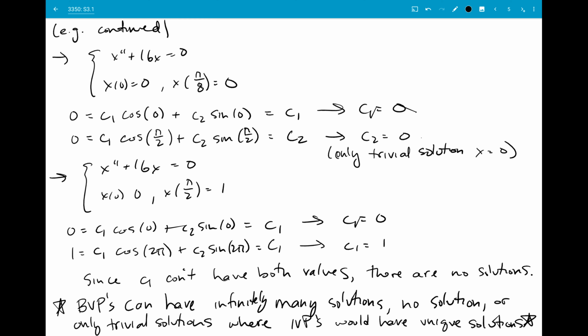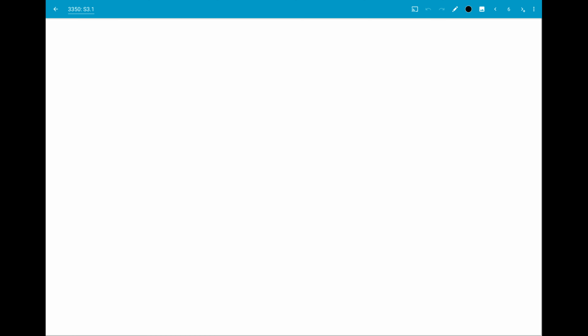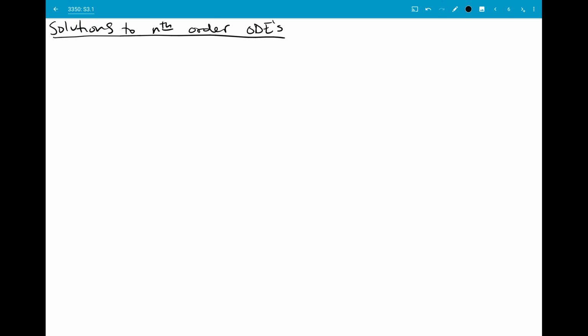All right, so now that we know the type of problem we'll be thinking about, we're going to lay some groundwork for how we talk about solutions to this type of differential equation. So we're concerned with the solutions that we might have. And an important thing to note is we're going to break this up into cases.